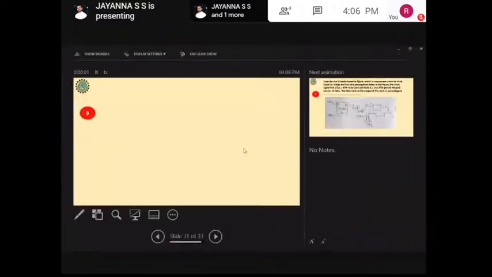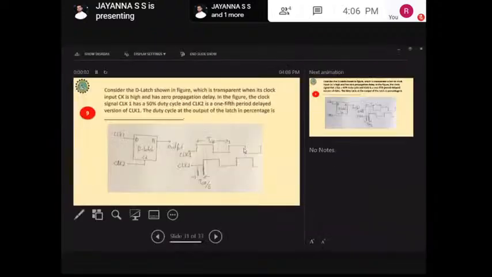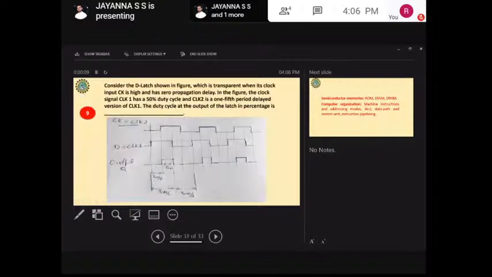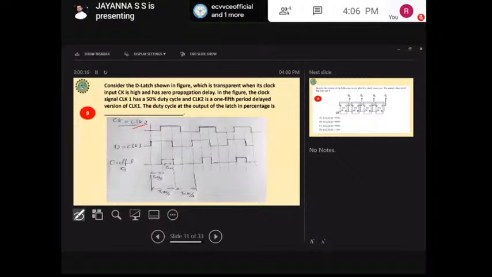Okay, in order to analyze this one, first I will consider the clock here. So this is the clock and this one is the data. You can see that there is a delay here. The delay, I'm going to call this minus t clock divided by 5.